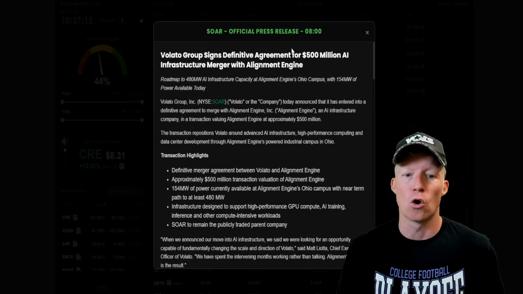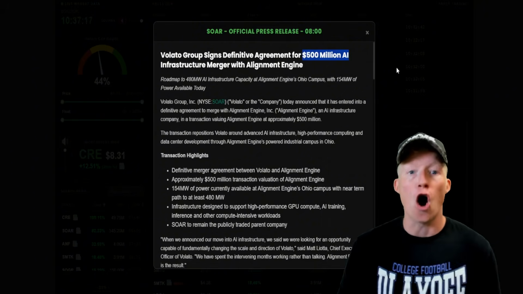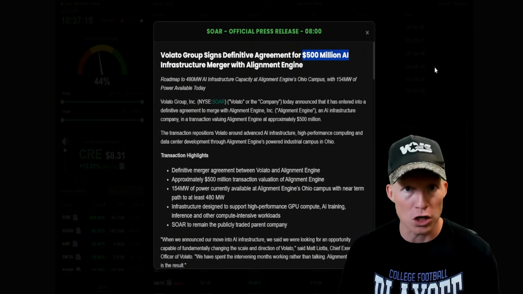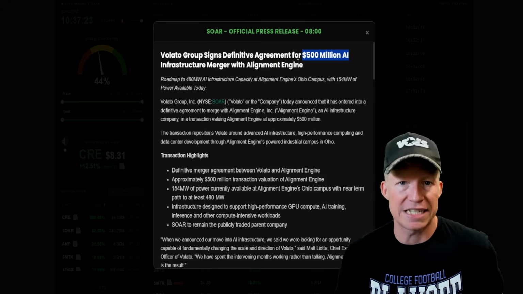So we are looking for large dollar signs and we are looking for large other companies' tickers. Those are the two things that will immediately grab my attention when I scan a news headline.